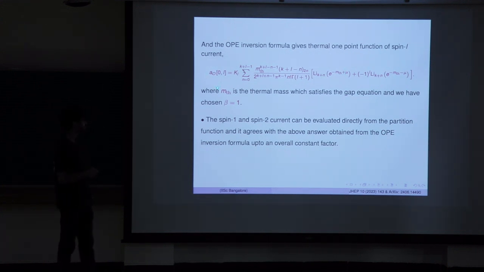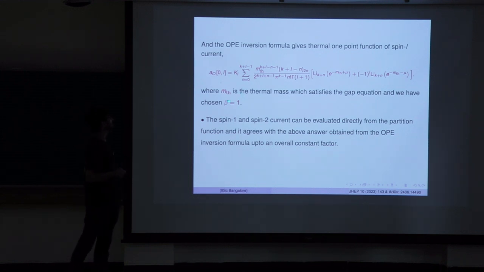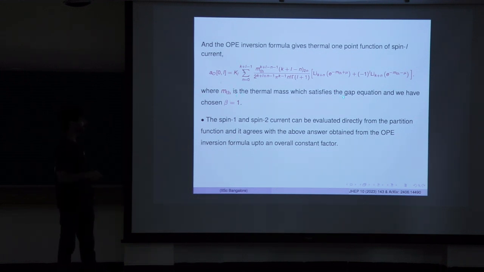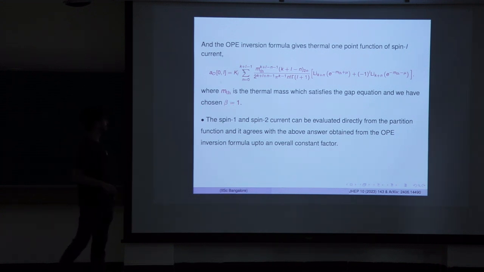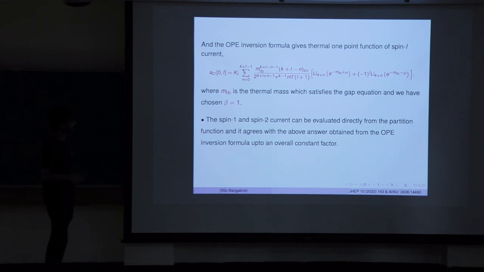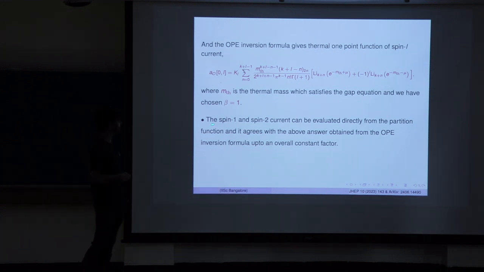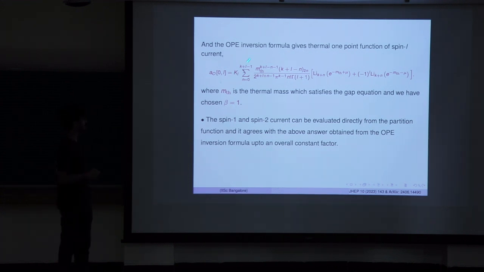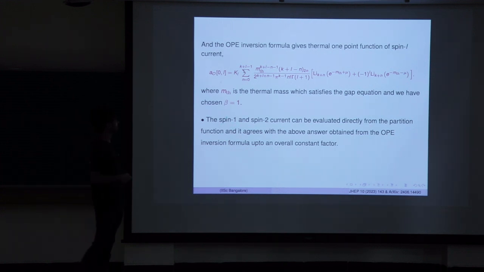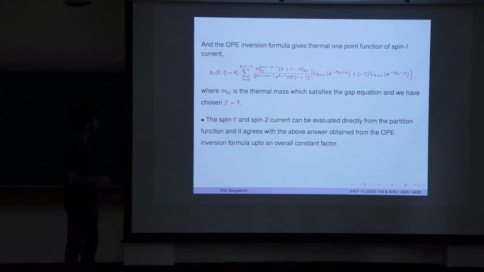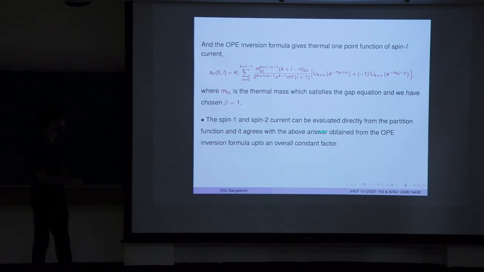We get the 1-point function which has this expression, and this m_th is the thermal mass which satisfies the gap equation, with this choice of beta to be 1. Okay, so then you have a cross check for spin 1 and spin 2. Spin means this L equal to 1 and L equal to 2. So you can calculate the spin 1 and spin 2 current directly from the partition function, and you can see that it agrees with the above answer, which is obtained from the OPE inversion formula, up to an overall constant factor.